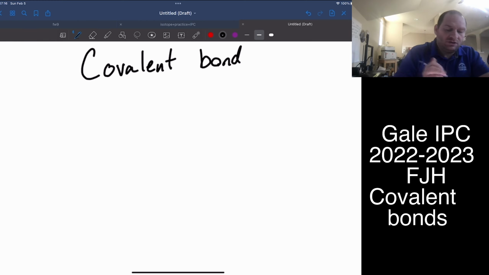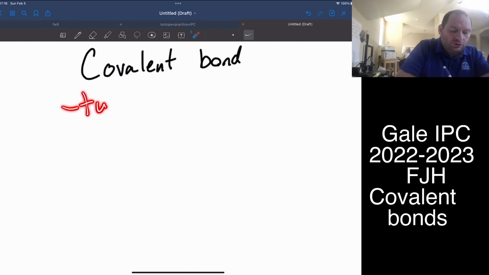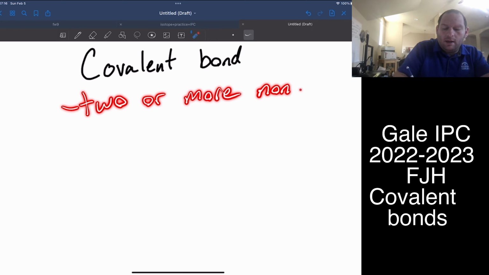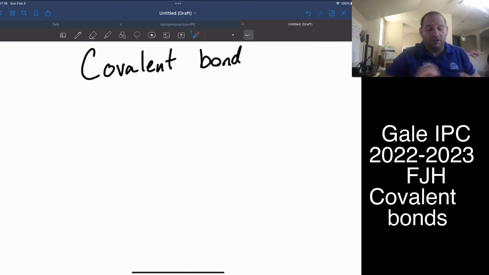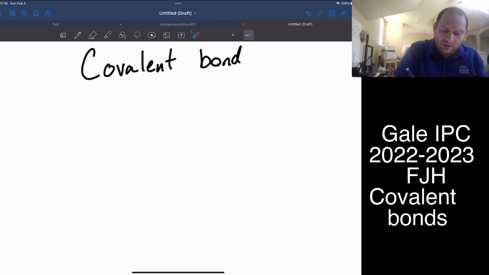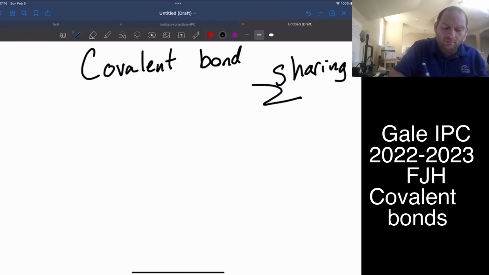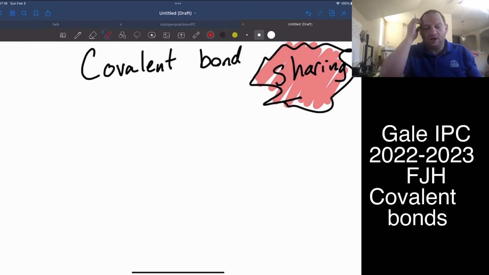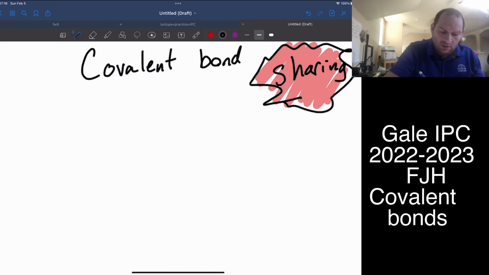So covalent bonds is when we have two or more non-metals holding hands or sharing electrons. Ionic bonds is where they take or give one. Covalent bonds, they're actually going to share. So the big part about this is sharing. Sharing, caring. And they're going to share electrons.